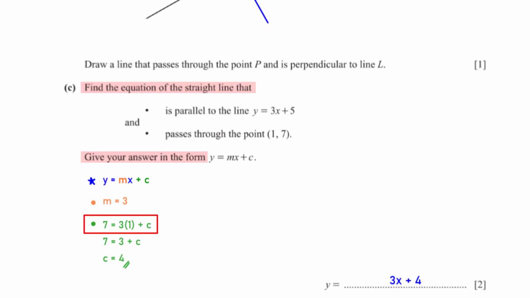This gives us 7 equals 3 times 1 plus c. 3 times 1 is 3. When we subtract 3 from both sides, we get c equals 4. So we have y equals 3x plus 4.